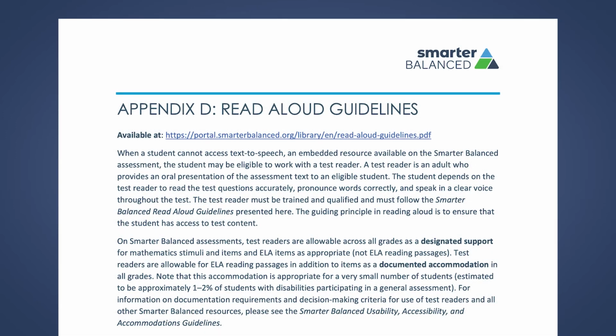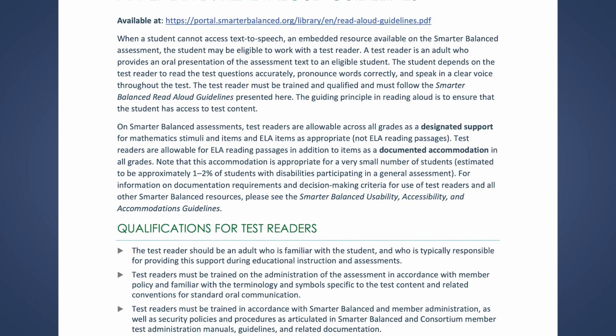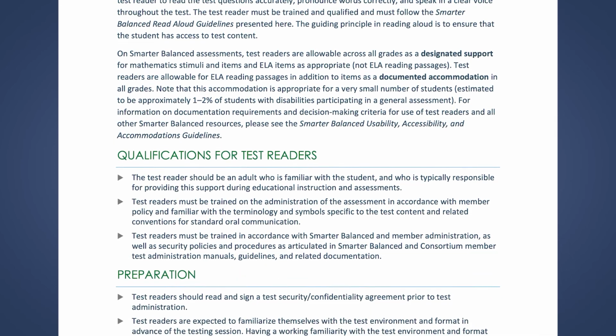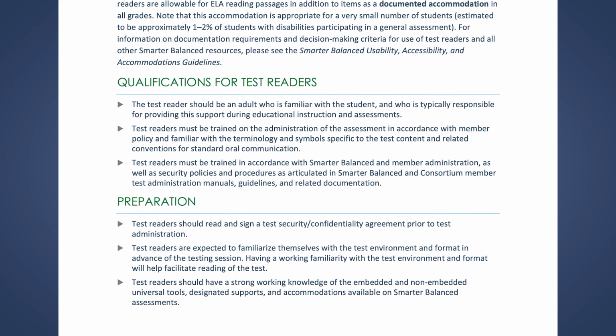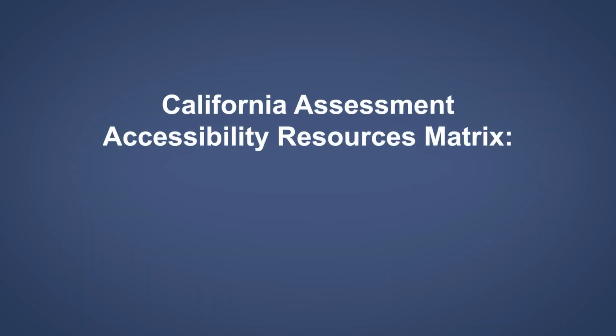More details are available in the Smarter Balanced Read Aloud Guidelines, which also give examples of how to read mathematical expressions and images or diagrams. The guidelines also provide a suggested test reader script. These guidelines can be found listed under the Read Aloud resource descriptions in the California Assessment Accessibility Resources Matrix by visiting bit.ly/CA_matrix. A version of the guidelines is also available if the student has the Spanish Stacked Dual Language resource enabled.